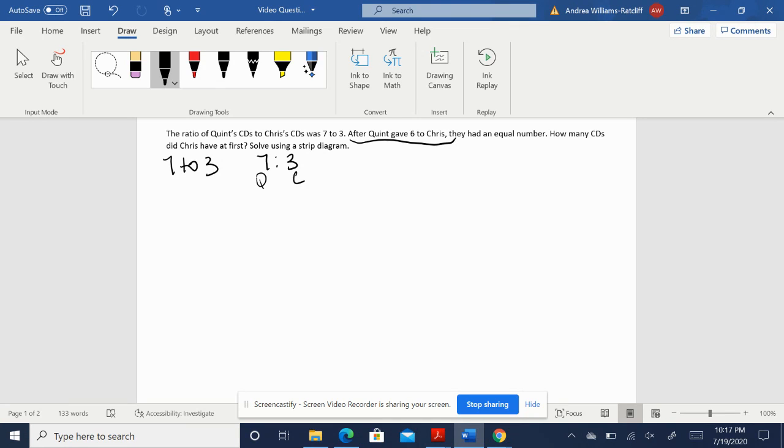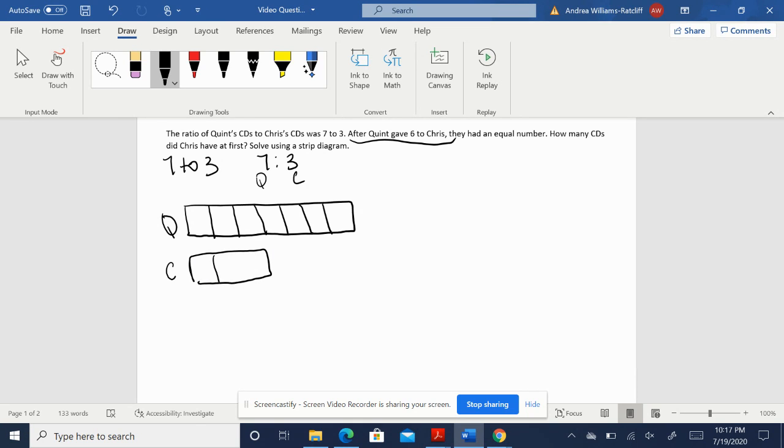Okay. So a strip diagram, of course, is just that. It's a strip, kind of like a fraction bar in a way. So this is going to be Quint's. And we have 7 parts there. 1, 2, 3, 4, 5, 6, 7. Okay, so it's my 7 parts. And then we have Chris, who, notice I'm trying to keep that as even as possible so that we could see has 3 parts.